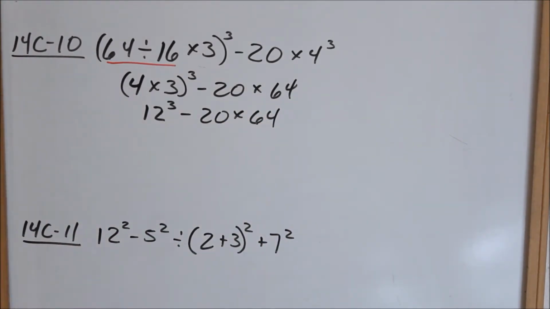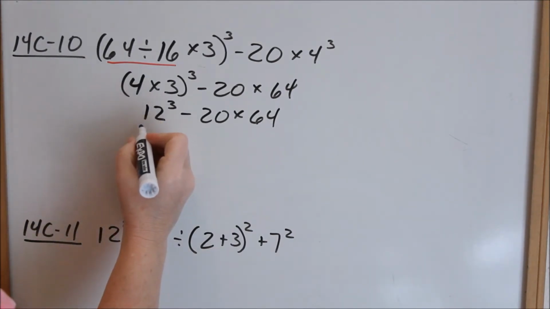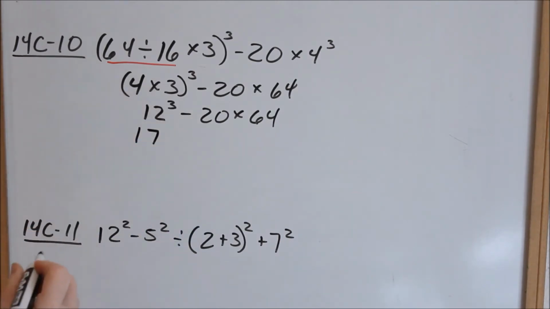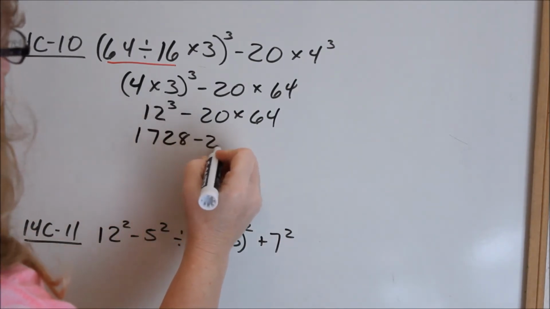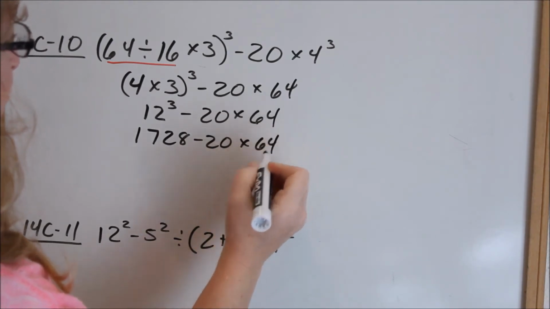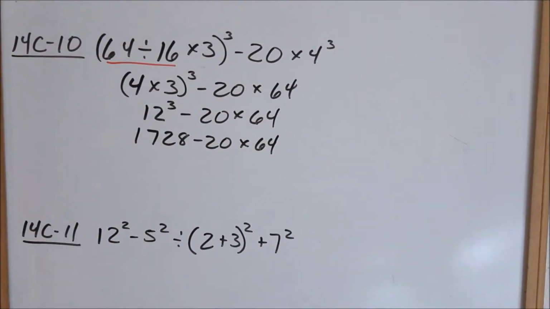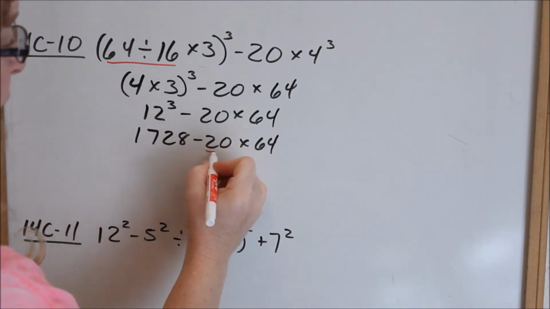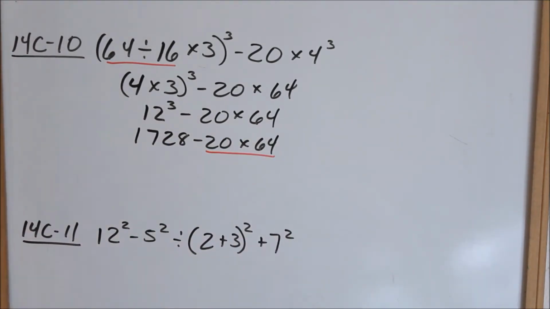Now, 12 cubed. I'm using my calculator. So 12 times 12 is 144 times 12, 1,728 minus 20 times 64. Alright, so we got rid of parentheses and exponents. PEMDAS says to do that first. Next is multiplication and division. So we have to do multiplication before we add or subtract.